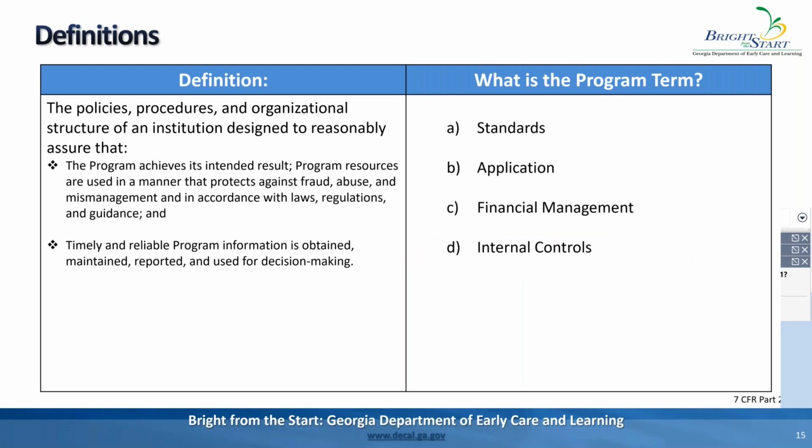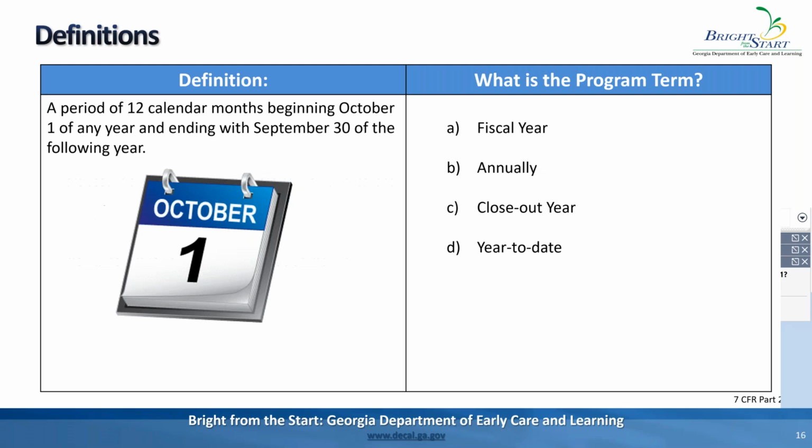A period of 12 calendar months beginning October 1 of any year and ending with September 30th of the following year. Is it A, a fiscal year, B, annually, C, closeout year, or D, year to date? Not the school year. Remember, the CACFP year ends September 30.